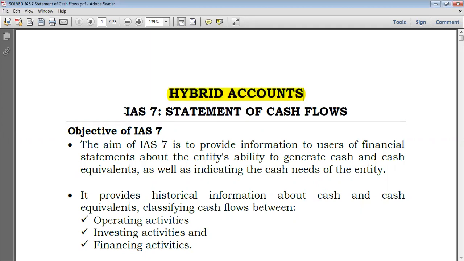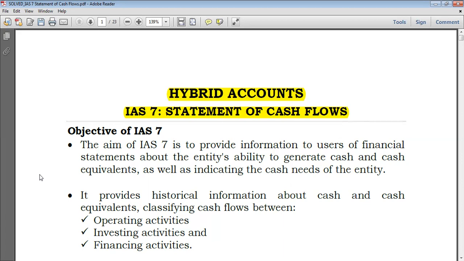All right, today we're just going to take a look at a new standard called IAS 7, Statement of Cash Flows. Actually, a statement of cash flows is among the components of financial statements. It is usually presented alongside a statement of profit or loss and other comprehensive income, statement of financial position, statement of changes in equity, and notes to the financial statements. And so we usually include a statement of cash flows.